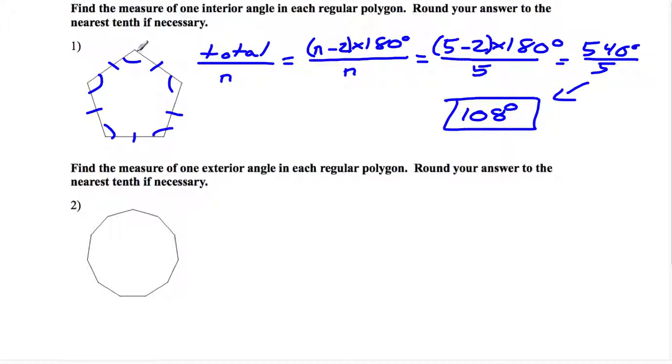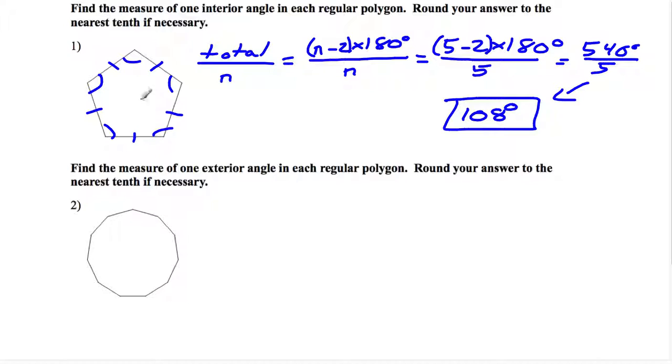And you can kind of see with this picture, it looks like it's a little bit more than a right angle. It's 18 degrees more than a right angle. So that's how we find out how much one interior angle is. If it said find the sum of the interior angles, it would just be this numerator, n minus 2 times 180. It's the key formula to know.